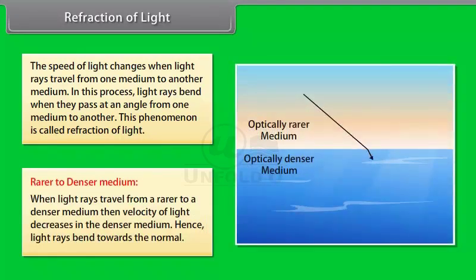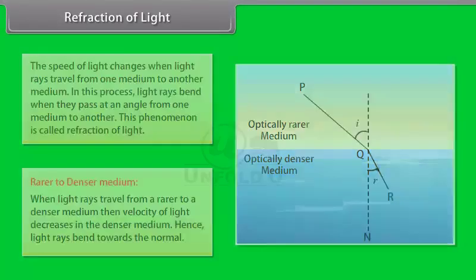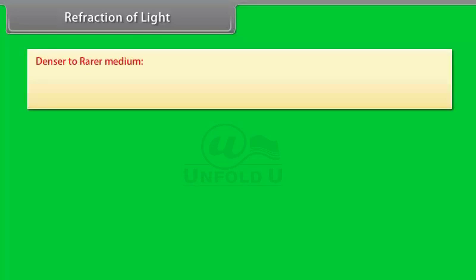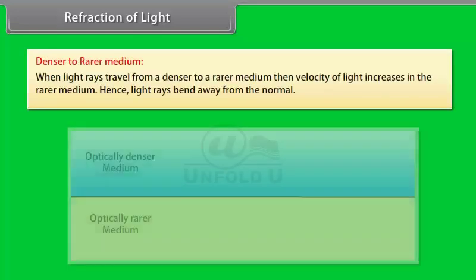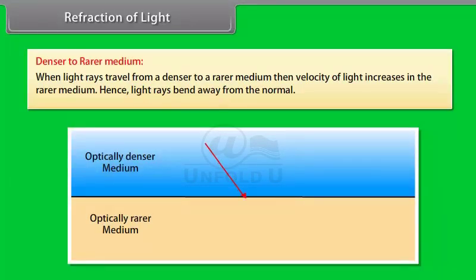When light rays travel from a rarer to a denser medium, the velocity of light decreases in the denser medium. Hence, light rays bend towards the normal. Denser to rarer medium: when light rays travel from a denser to a rarer medium, the velocity of light increases in the rarer medium. Hence, light rays bend away from the normal.